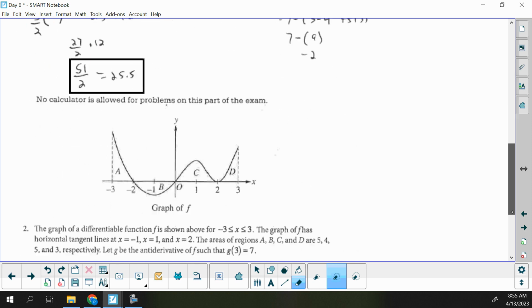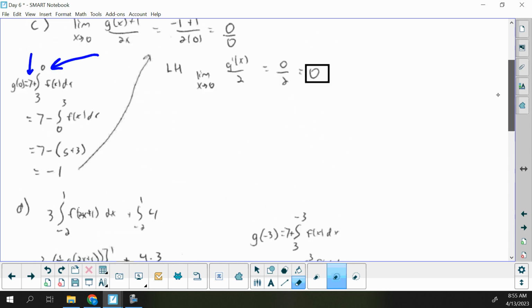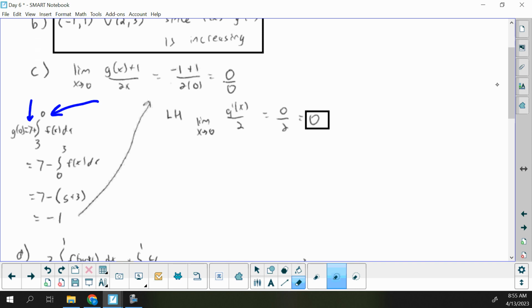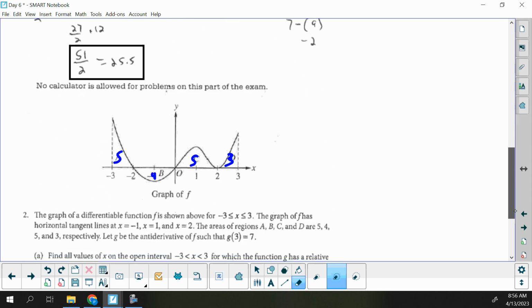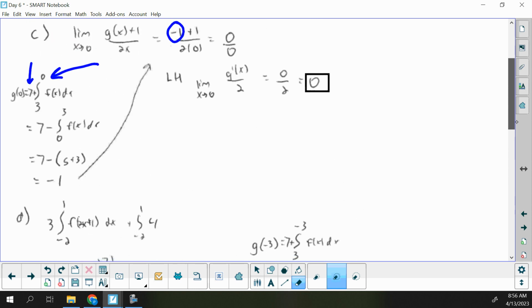Well, based on what they had told us in the question, they told us that this space was a 5, this was a 4, this was a 5, and this was a 3. So if we're going 0 to 3, we would have a 5 plus a 3 in that spot, so it ends up as 7 minus 8, so -1. So that gives us this -1, which leads to a 0 in the numerator as well. Do your L'Hopital's, derivative of top and bottom, you get g prime of x over 2. So we're going to do g prime of 0. G prime is just f. F of 0, just look and see where's the graph at x equals 0. Well, it also happens to have a y value of 0, so you get 0 over 2, or in other words, 0.